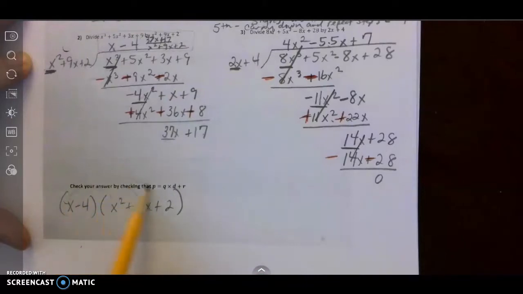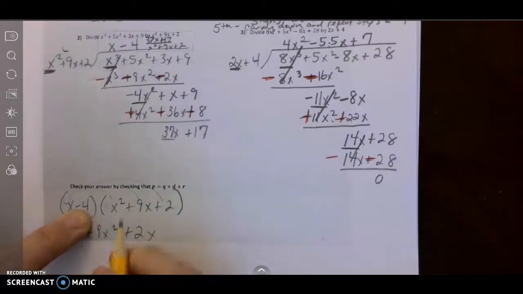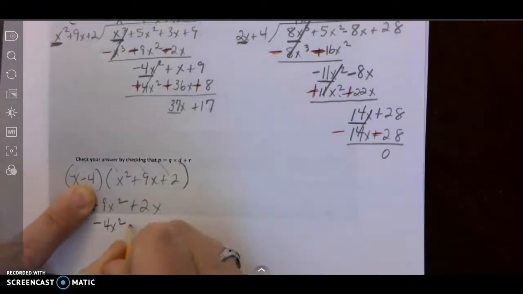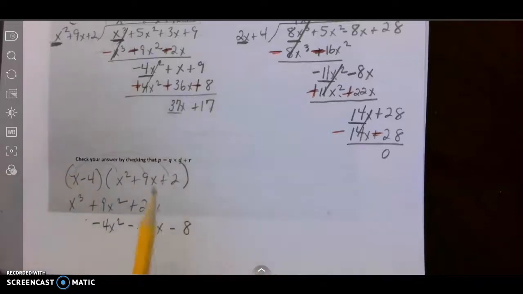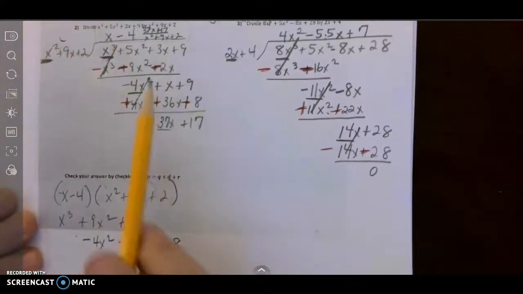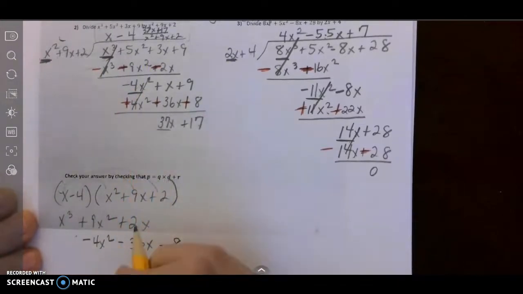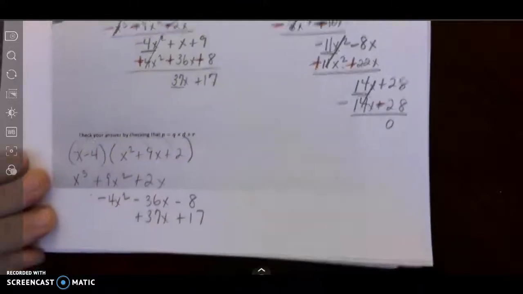I'm going to multiply x cubed plus 9x squared plus 2x. Now I'm going to distribute the 4. Negative 4x squared, negative 36x, and negative 8. So I've done quotient times divisor, and then it says add the remainder. So 37x plus 17.